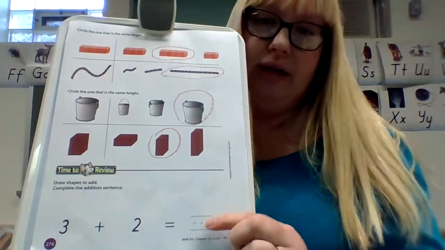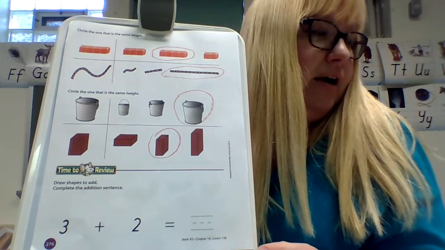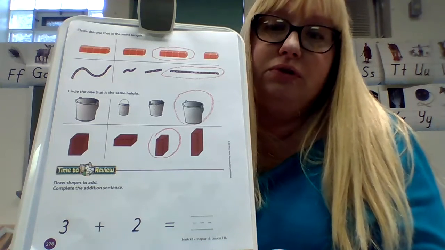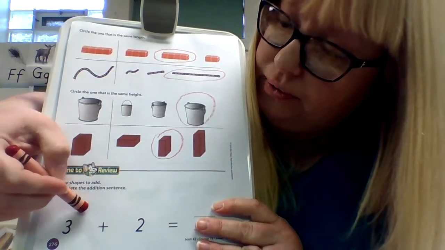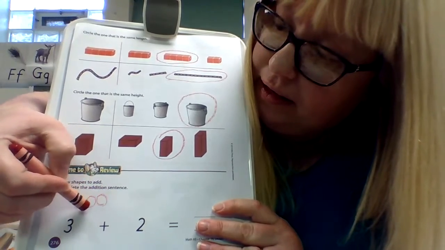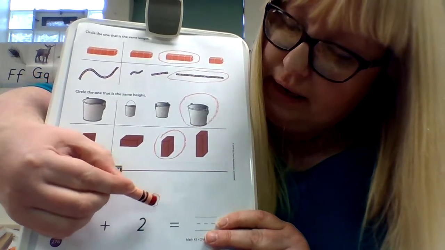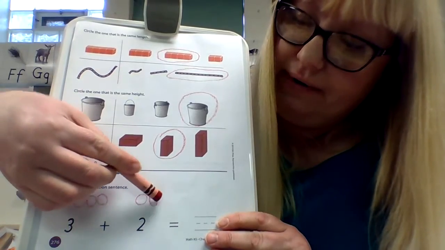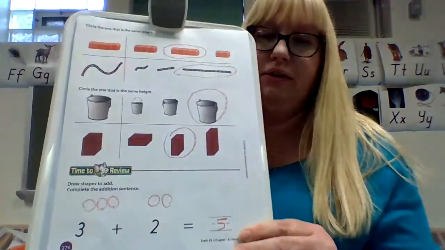So that's what your paper should look like. The bottom, it says draw shapes to add. Compare the addition sentence. So easiest shapes to draw, circles. That's what I'm going to do, circles. So let's draw. We have 3. Let's do 3 circles. 1, 2, 3. So 3 plus 2. Draw me 2 circles. Equals what? Let's count them all together. 1, 2, 3, 4, 5. So 3 plus 2 equals 5. You should have 5 written there.